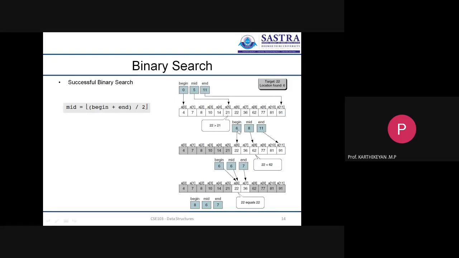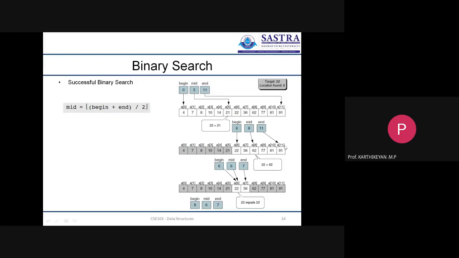Now the end of the list has no change, the same 11, and we need to calculate the middle. So 6 plus 11 is 17. 17 divided by 2 is 8.5. If you round down 8.5, you will get 8. So 8 is the middle value. At the eighth index, we have 62. But 62 is larger than the target value 22. So for sure 22 must be in the left-hand side, within these three elements only, not in the right half of the list.